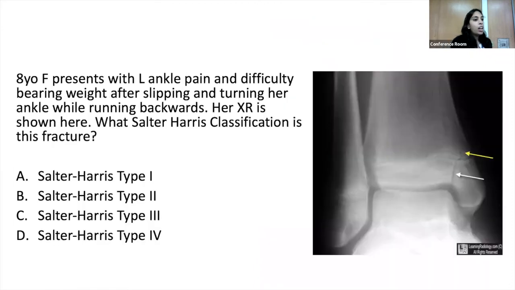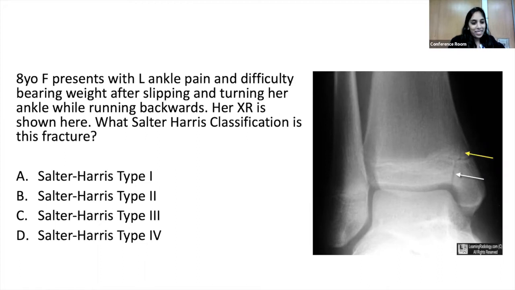All right, an 8-year-old female presents with left ankle pain and difficulty bearing weight after slipping and turning her ankle while running backwards. Her x-ray is shown here. What Salter-Harris classification is this fracture? There's arrows, so we get this one. So A, B, C, D.